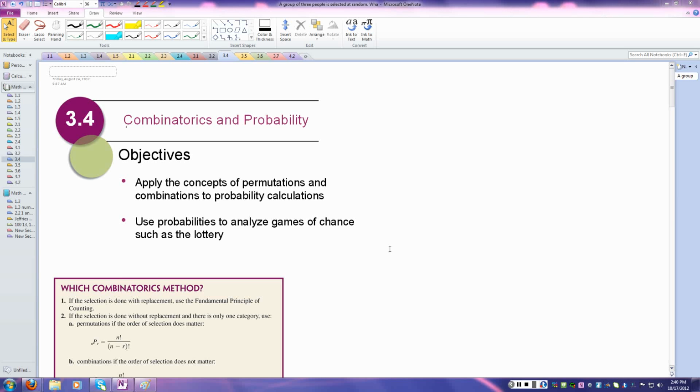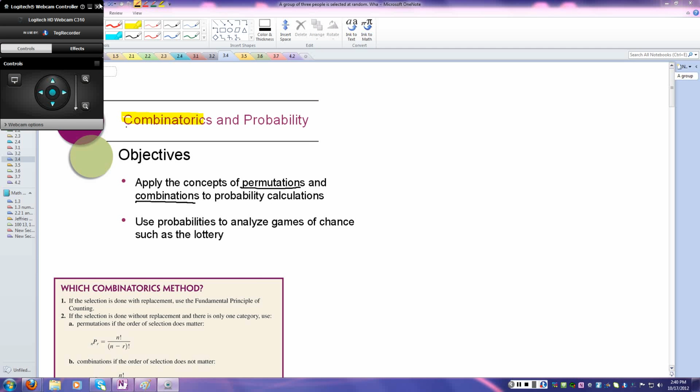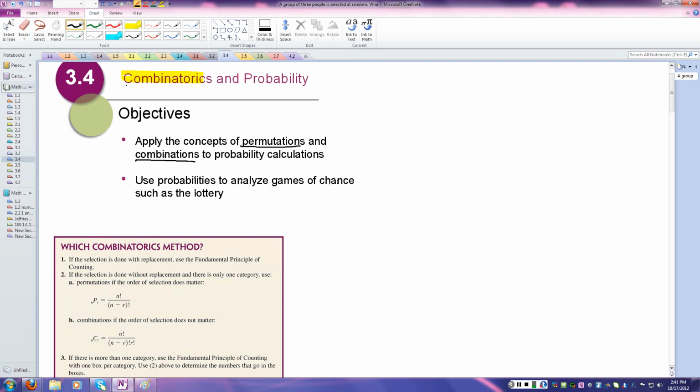So today's lecture is over 3.4, Combinatorics and Probability. We're really going to have to use this idea of counting in probability, because when we talk about probability, it's the chance something's going to happen over the total chances of anything happening. Like winning the lottery: what's the probability that I get the winning ticket over all the tickets that can be sold? So we're really going to apply these concepts of permutations and combinations in the idea of probability, and then we'll use probability to analyze games of chance such as the lottery.